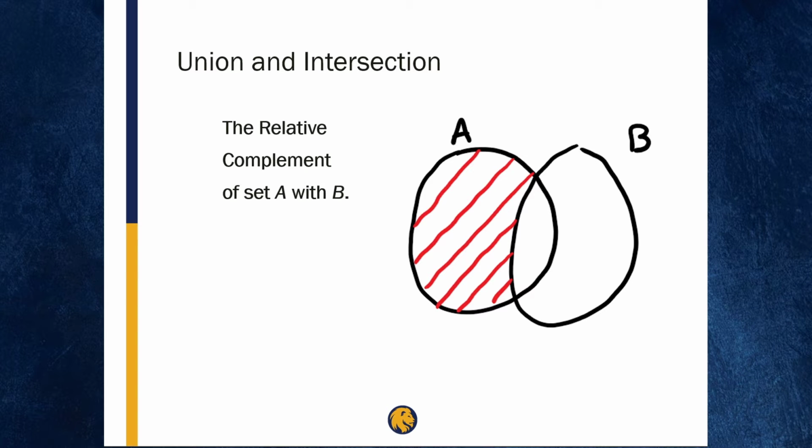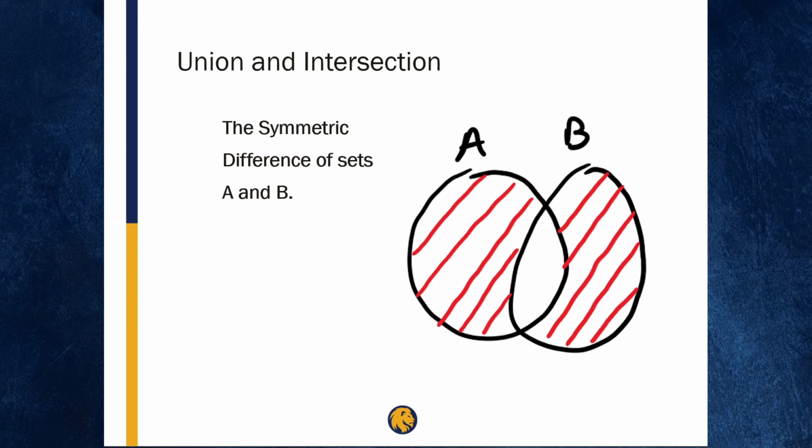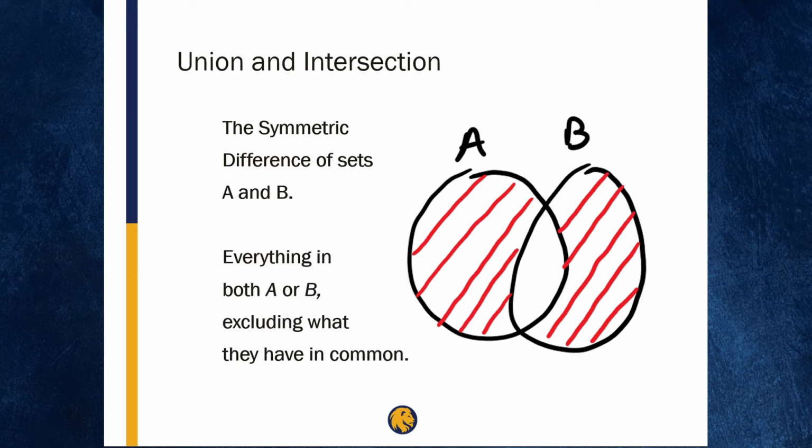Here's a picture of a Venn diagram to show what the relative complement of set A with B would look like. It's everything in A except for the part in B. So it's like we take away the overlap of B with A. Here's a picture of what the symmetric difference stands for. It basically means everything in A or B excluding what they have in common. So it's kind of like the union, but removing the part where they overlap, removing the intersection of the two.